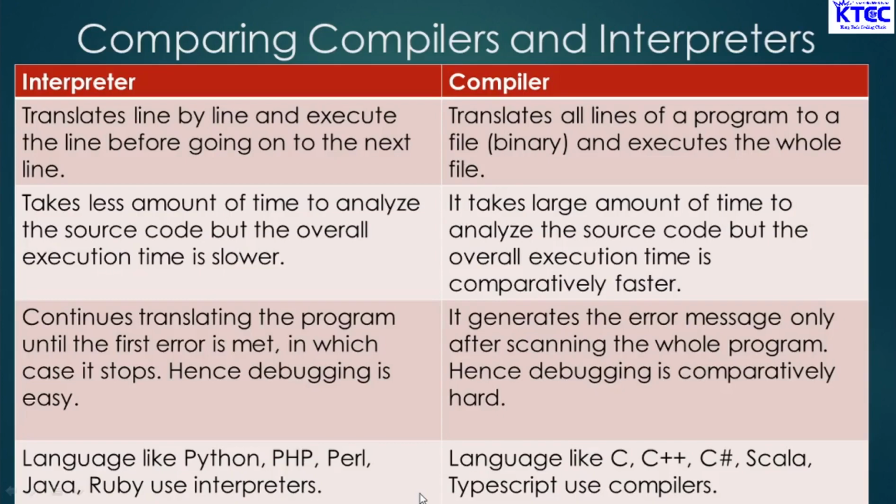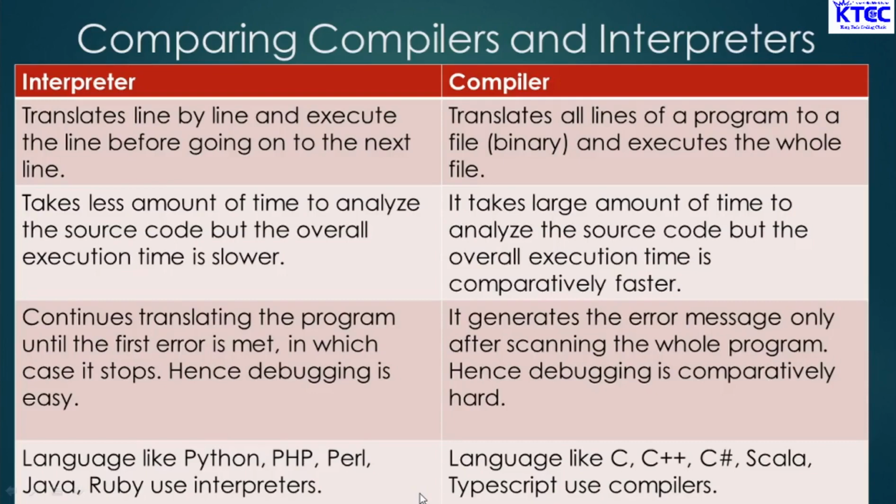The interpreter continues translating the program until the first error is met, in which case it stops. Hence debugging is easy. As the interpreter is going through the lines of code, it will stop when there is an error and ask you to fix it before it proceeds. But with the compiler, it will finish running everything before giving you errors. So if the codes are many, you become frustrated. You can't fix them. So that is the difference.